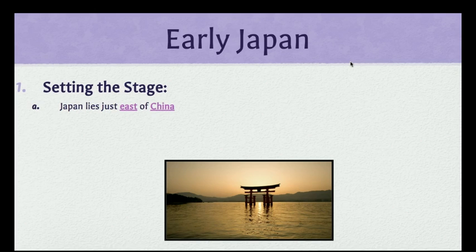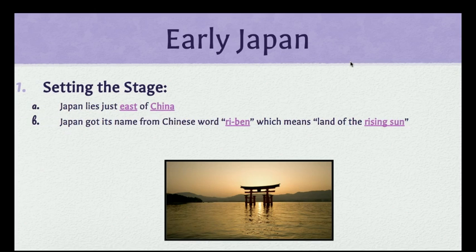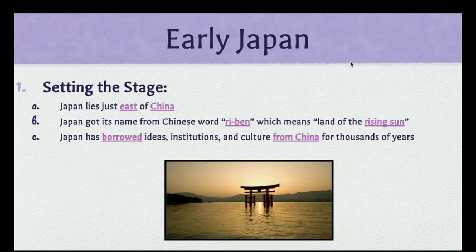Japan lies just east of China. So there's definitely going to be some cultural continuity here. I mean, you're going to see some similarities between the Chinese people and the Japanese people, and that happens with a lot of groups that are in close proximity to one another. Japan got its name from the Chinese word Raibin, which means land of the rising sun. Oftentimes that's how Japan will be labeled, as land of the rising sun. If you look east any morning, you're going to see the sun rising, so the Chinese people would look east to where Japan is, and that's where the sun would rise. So that's where it gets its name from.